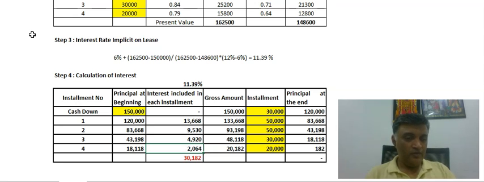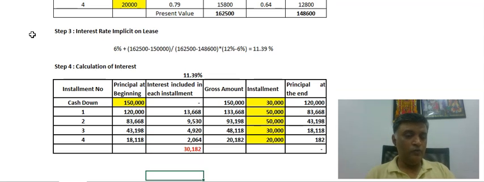Okay. So this is how you compute the interest when the cash price is given, when the HP price is given, but when the rate of interest is not given, you have to find out the interest rate by using the IRR technique. Okay. So hope this was useful.